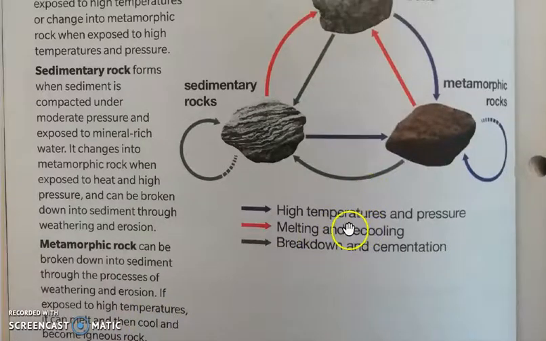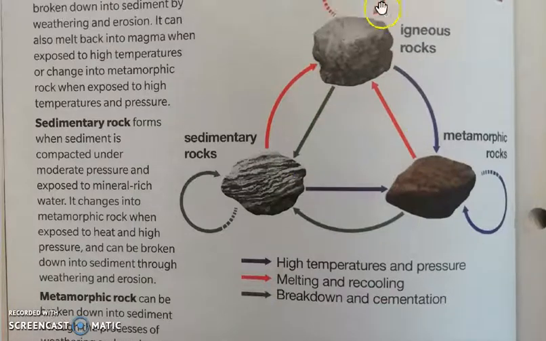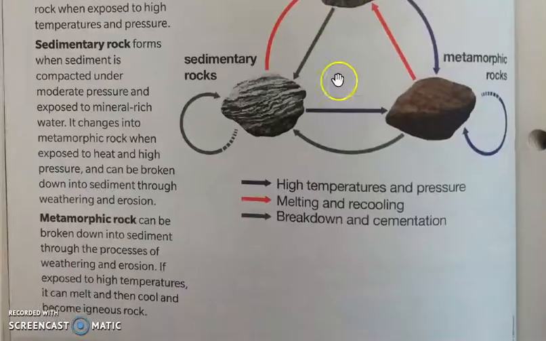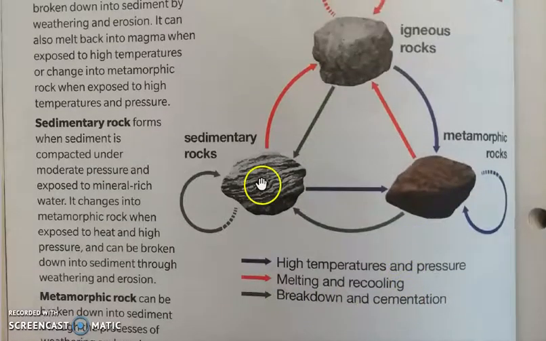So high temperatures and pressure are the blue arrows, like this one and this one and this one. The orange ones are melting and recooling, like this one and this one and this one here up top. Okay, and the green ones are breakdown and cementation. Okay, so it's this one and this one. So as you can see, when different things happen to rocks, they change into different types of rocks. Okay, so this one can change into this one or this one. This one can change into this one and this one. This one can change into this one and this one.